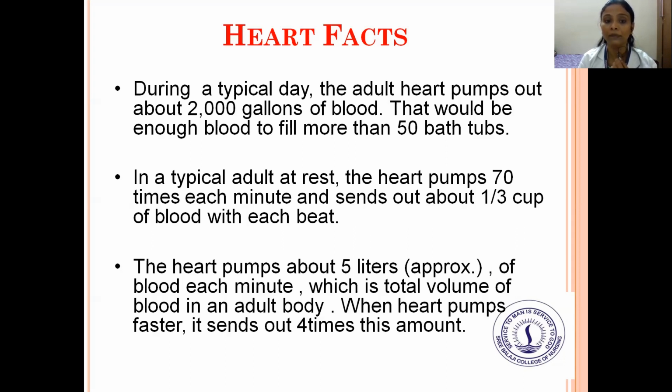In a typical adult at rest, the heart pumps 70 times each minute and sends out about 1.5 cups of blood with each beat. So the heart pumps about 5 liters of blood each minute, which is the total volume of blood in an adult body. When the heart pumps faster, it sends out 4 times this amount.